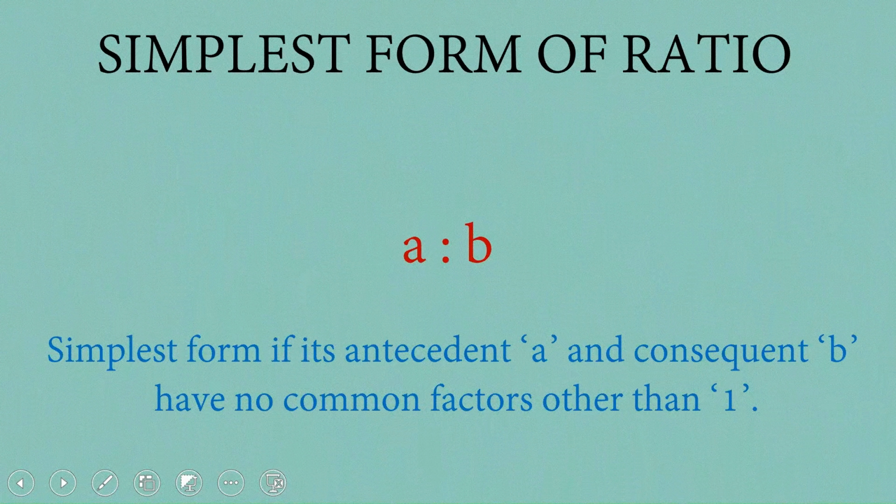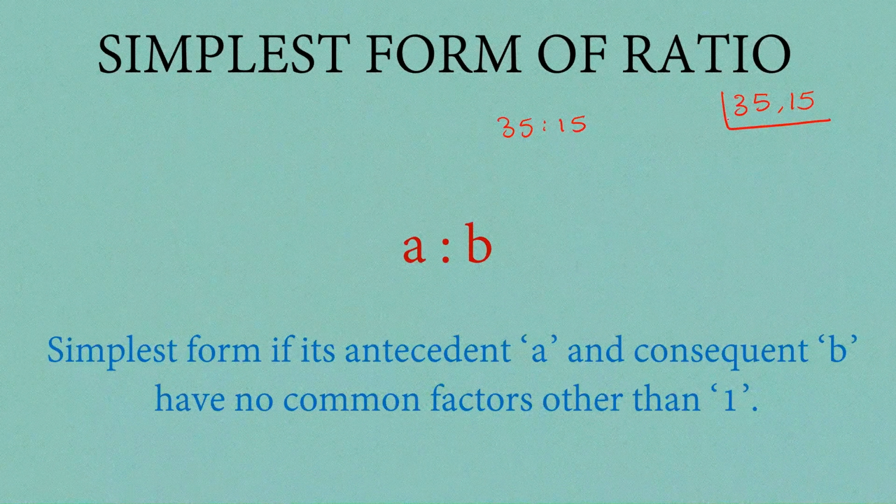The simplest form of a ratio. A is to B is said to be in its simplest form when its antecedent and consequent have no common factors other than 1. Consider the previous example. We started with 35 is to 15. For this, we have to find the HCF. We know the process to find the HCF. Using the long division method, if we do this, now 7 and 3 don't have any common factor, so we leave it here. The 5 is the HCF.